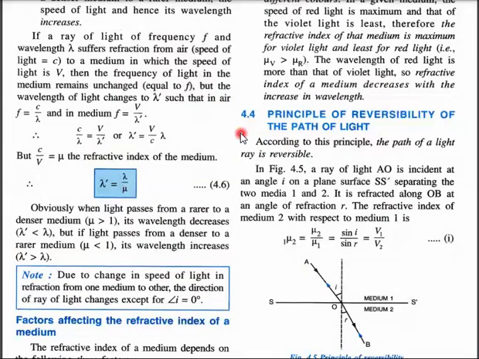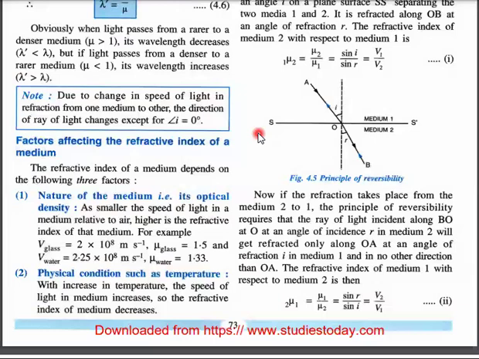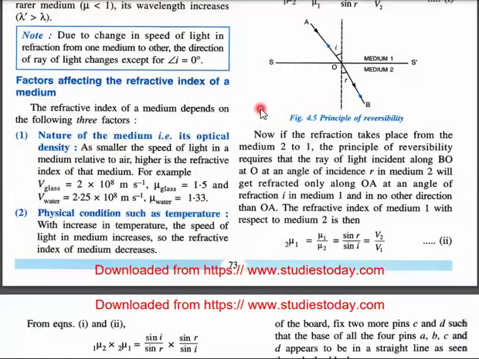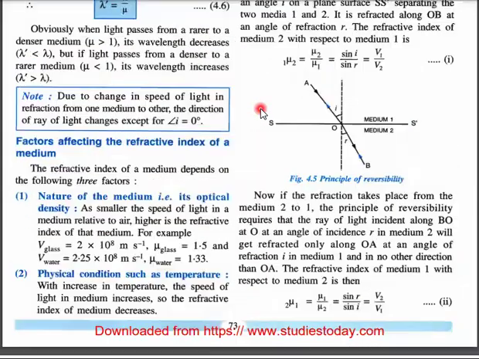Then if you go down, you have the principle of reversibility of the path of light. There's a mirror over here. It strikes, there's a refracted ray, it strikes the glass block or glass slab, it just goes back along the same path. Okay.